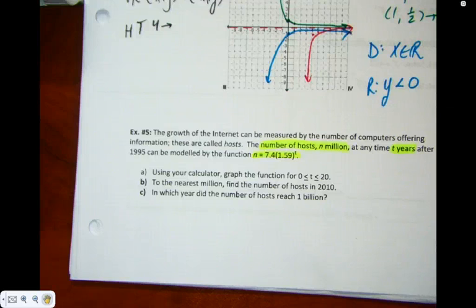As a mathematician, that is all I care about. I could care less if this was computers that were growing, if it was butterflies, if it was bacteria in a dish. I don't care as a mathematician. That's what scientists care about. So really all I care about is the formula and then what the question wants me to do.